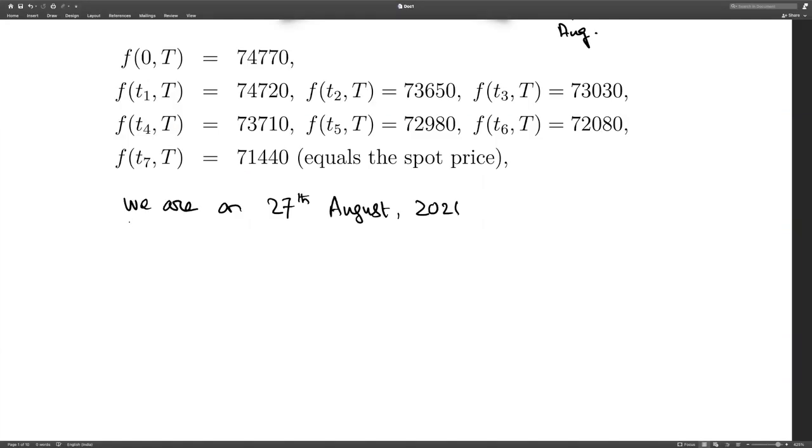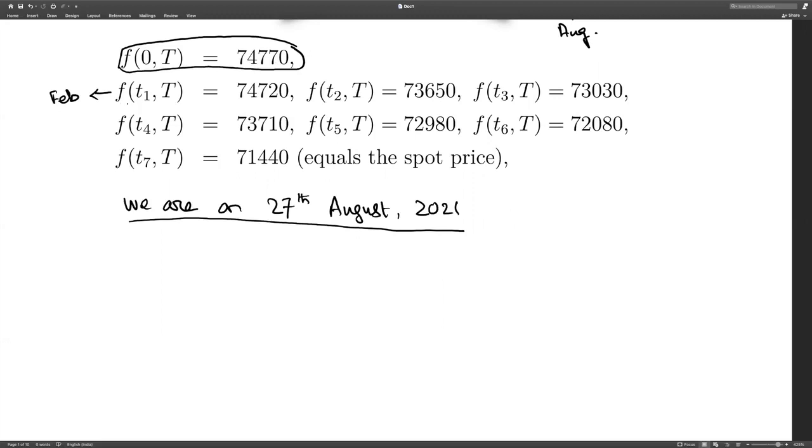Now assume that we are on 27th August 2021. Remember, we made the contract for the strike price 74.77. Assume that at the end of February, at the first marking to market settlement, it was say 74.72. Remember, each contract is for $1,000, so we multiply it by 1,000. In March, say March end, it was 73.65.